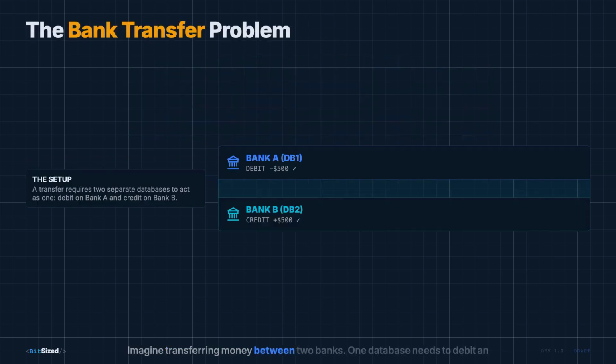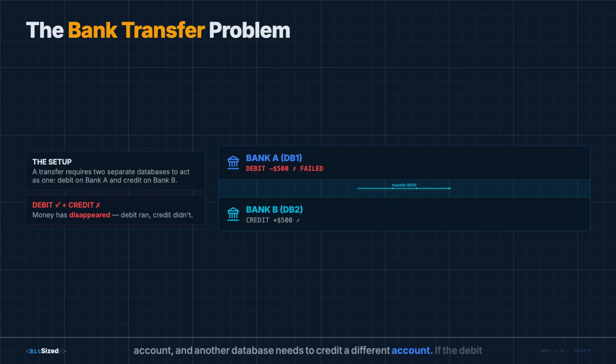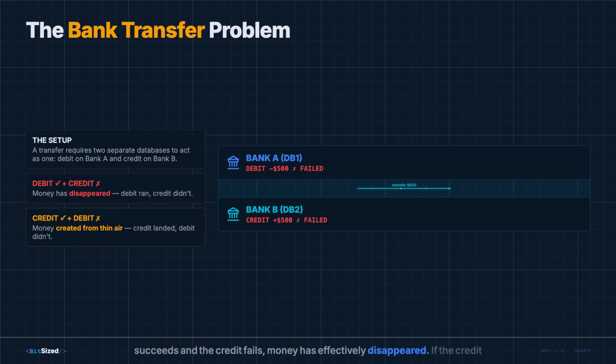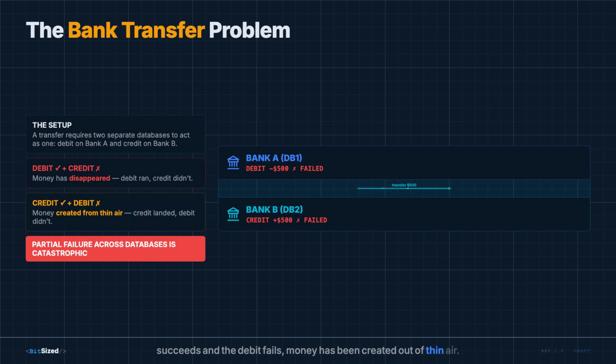Imagine transferring money between two banks. One database needs to debit an account, and another database needs to credit a different account. If the debit succeeds and the credit fails, money has effectively disappeared. If the credit succeeds and the debit fails, money has been created out of thin air.